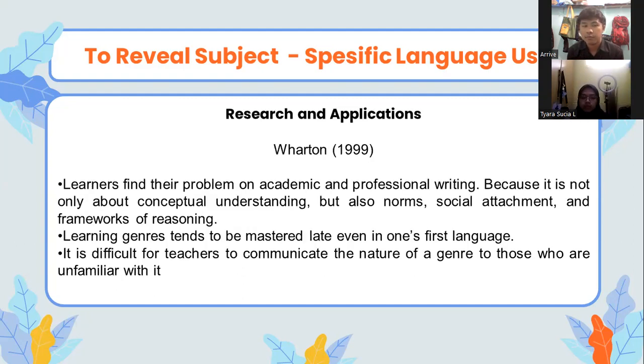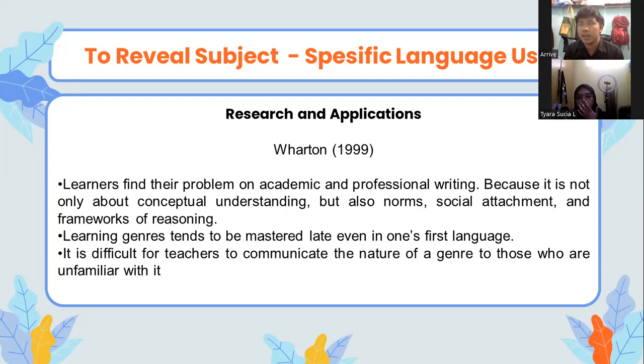And also, I'm quoting from Wharton, 1999. Learners find a problem in academic and professional writing, because it is not only about conceptual understanding, but also norms, social attachment, and frameworks of reasoning. So it's not only about language skills, and not only about the linguistics that we've learned in the class, but also about the norms we have to pay attention to, the social attachment we have to be aware of, and also the frameworks of reasoning. When we get into writing, we really have to understand the reasoning.